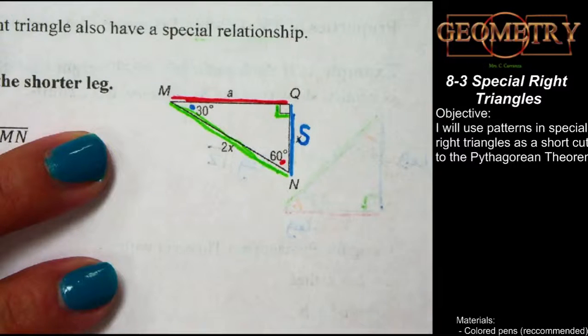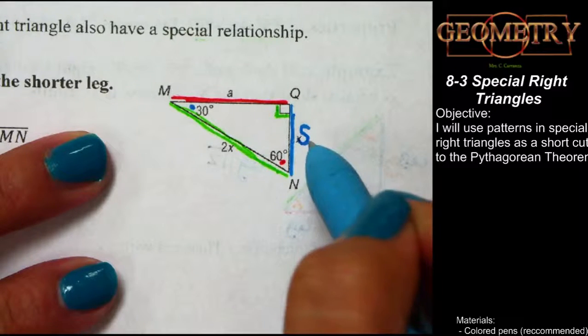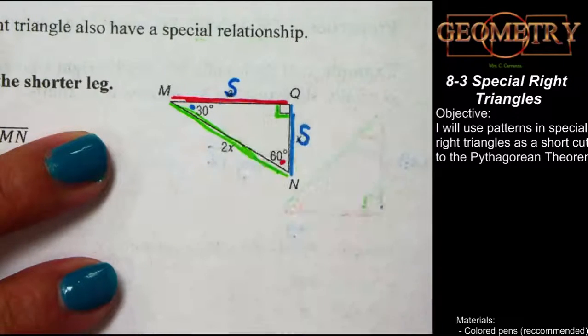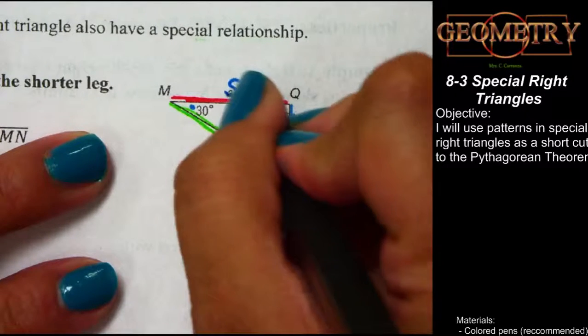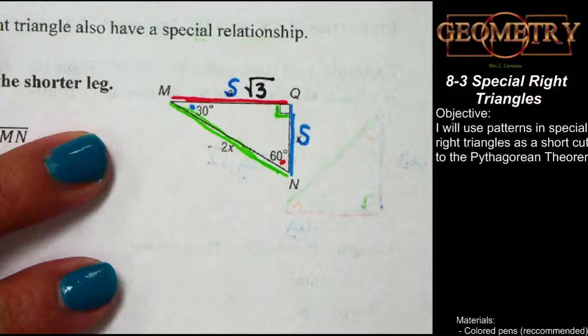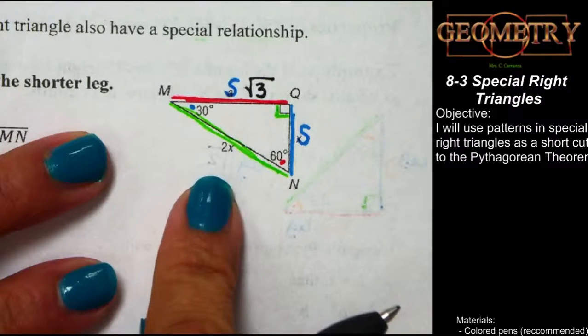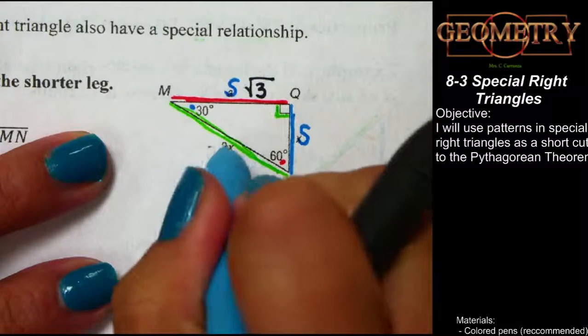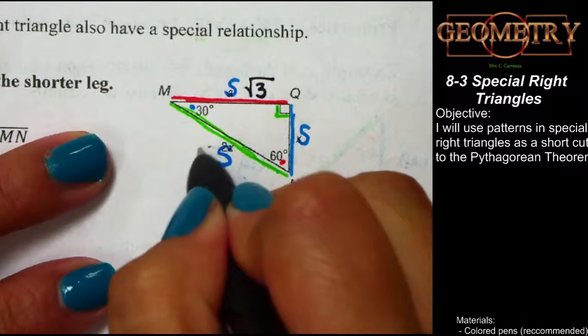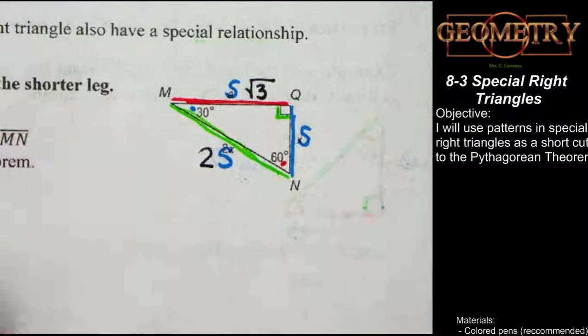Now our pattern says that if we take the small side and multiply it by the square root of 3, we'll end up with the middle side. So that's our first pattern. The next part of our pattern, in order to find the hypotenuse, says take the measure of that short side, the small side of your triangle, and multiply it by 2. That will give you the measure of your hypotenuse.